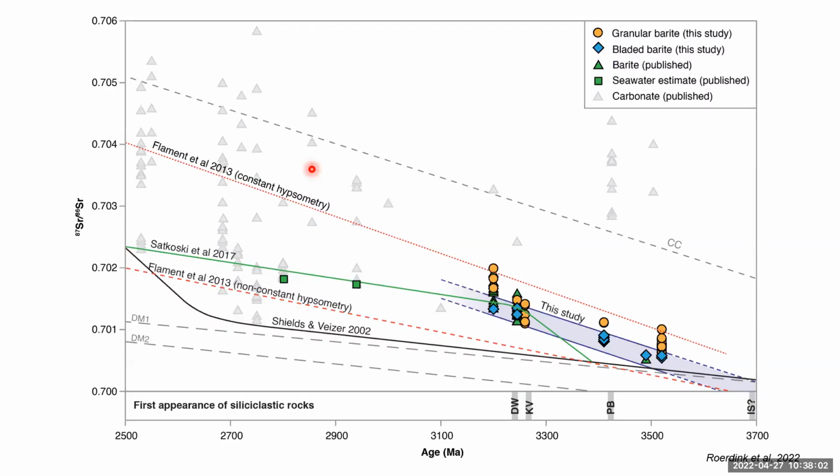So our data basically extends the curve that was previously suggested for the Mesoarchean by Aaron Sikowski. That's the green curve, as you can see here. You can see that it is clearly deviating from the traditionally used strontium isotope curve, the one in black here, the Shields and Weiser curve. And that the strontium isotope ratios in seawater in the early Archean seem to have been much higher than what we thought.